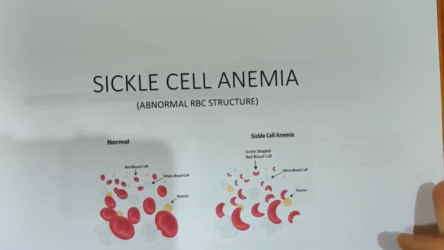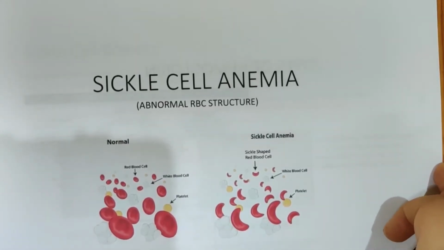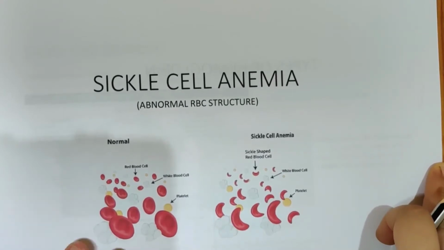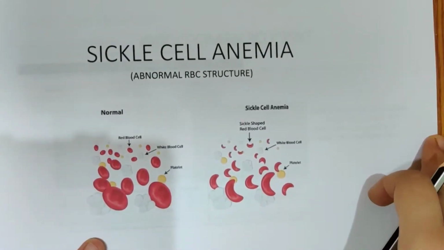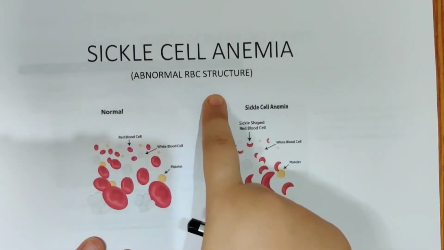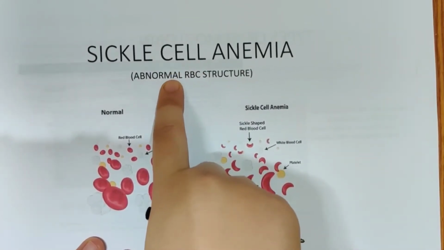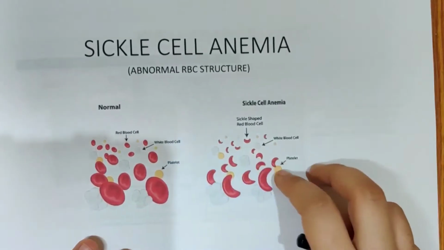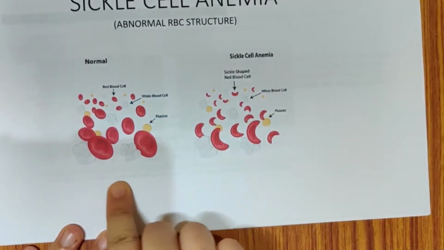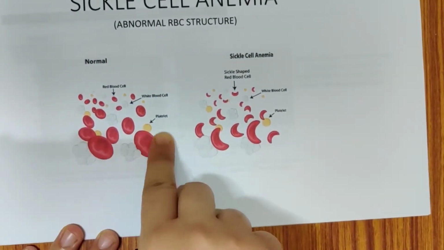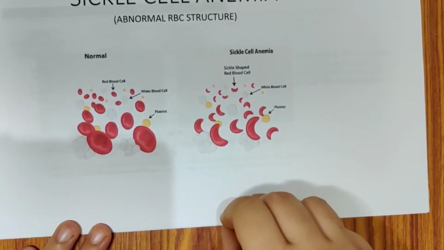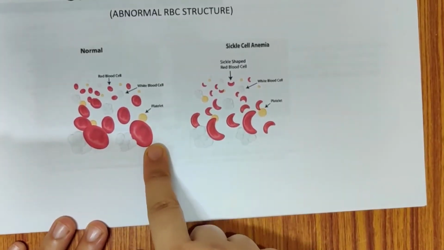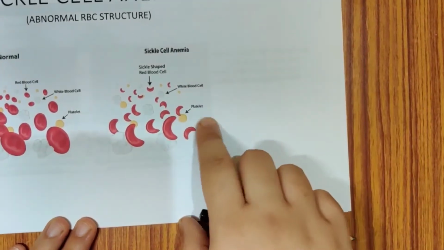Now coming to sickle cell anemia. Sickle cell anemia is classified under hemoglobinopathies. Under hemoglobinopathies, there are abnormal RBC structures. If you see, these are your normal RBC cells, biconvex discoid shaped RBCs. Where you see sickle cell anemia, they are sickle shaped.